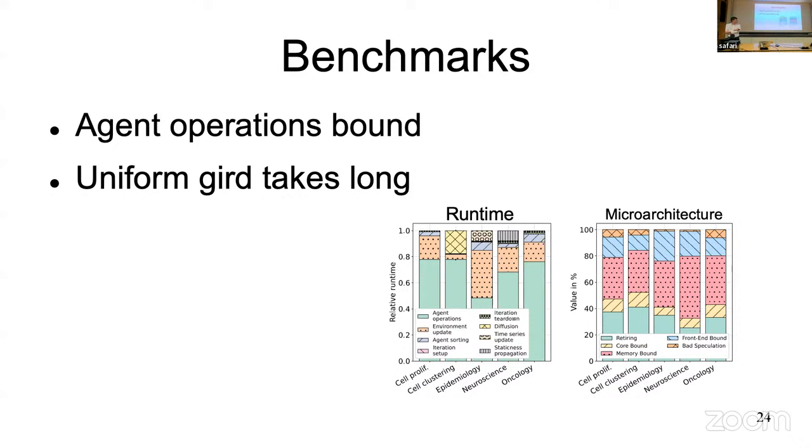And we can also see that the uniform grid takes a long time. That's called environment update in this case. That's the orange part in the runtime diagram. We can also see for the microarchitecture that the simulation is still very memory bound, but the 35% is quite good for agent-based modeling.